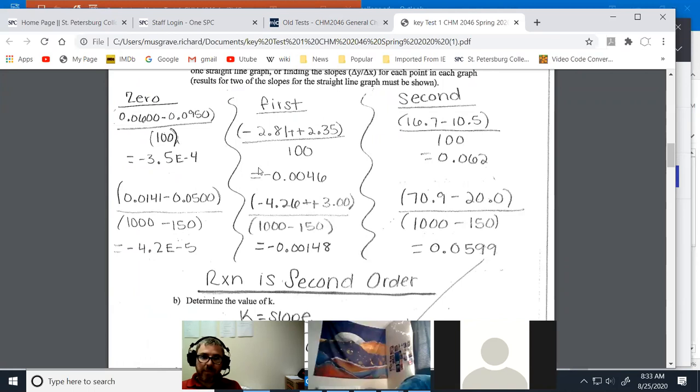Tried to figure out which of these had slopes that were close together. It turned out that for zero order it was negative 3.5 times 10 to the negative 4 versus negative 4.2 times 10 to the negative 5. So those were fairly far apart. In the case of first order, 0.0046 versus 0.00148. And for the case of second order, 0.062 and 0.0599. So that was fairly close together, which meant that out of those three, it's most likely second order. Any questions about how this one was determined to be second order?